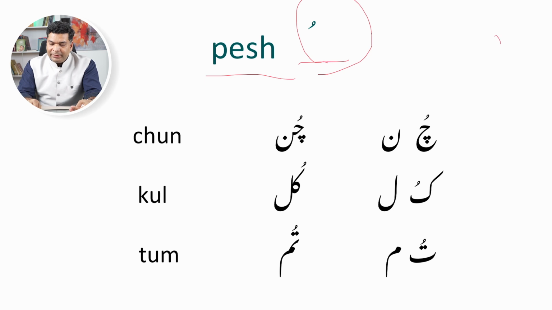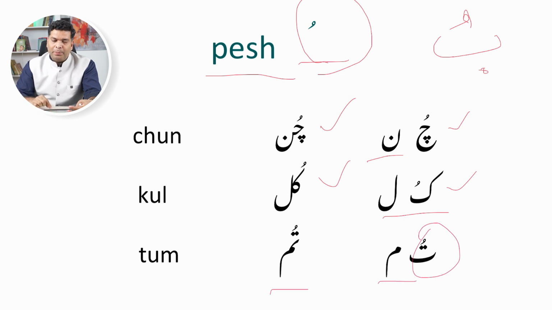So for example, when we say be and we put this symbol called pesh, it becomes bu. For example, you have che with pesh, chu, combined with noon, it becomes chun. You have kaf with pesh, ku, combined with lam, it becomes kul. You have te with pesh, tu, combined with mim, it becomes tum.